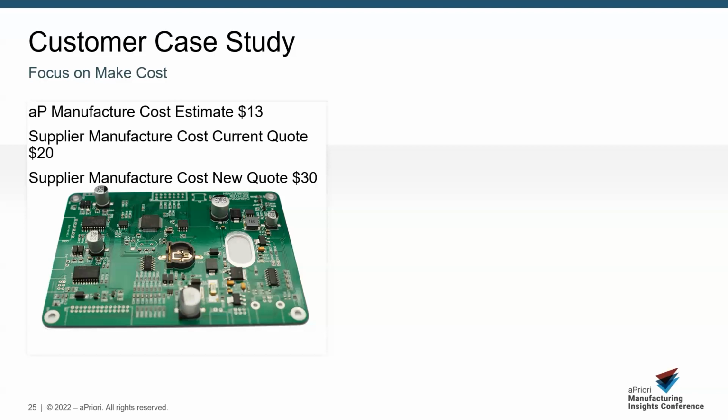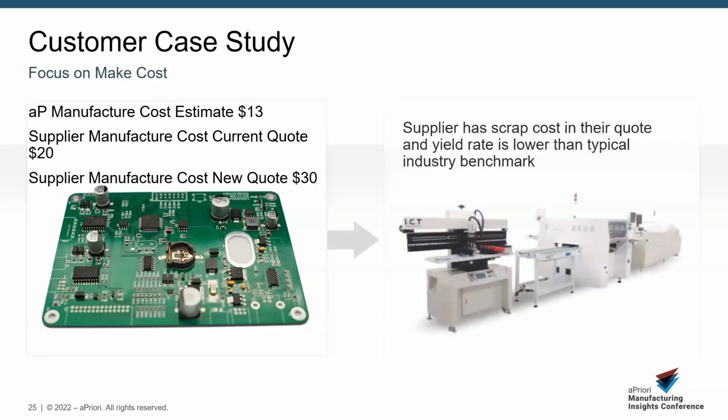So the customer said to the contract manufacturer, we're trying to understand the cost of this board and it's higher than our expectation. Can you help us understand why? And the supplier said, well, we've got scrap built into this make cost estimate. And the customer said, okay, what is the scrap rate? The scrap rate was much higher than they expected, or the yield rate was lower than the typical industry benchmark. So now the supplier and the customer were having a totally different discussion about this board: how can we improve the yield, instead of why are the component costs going up.